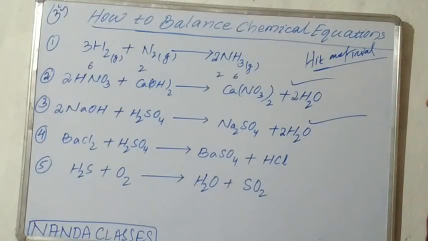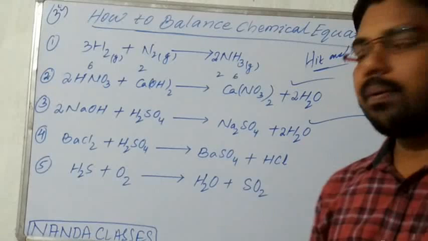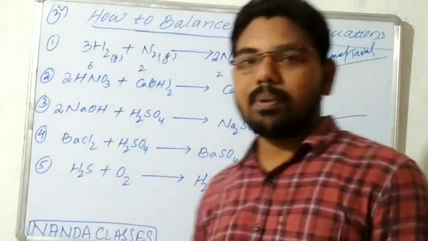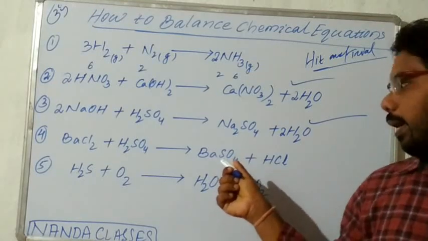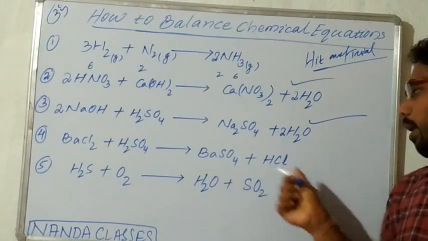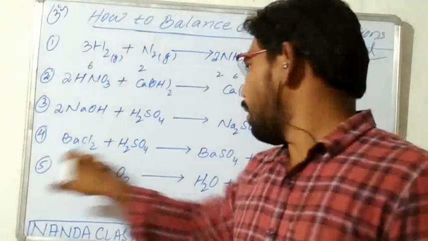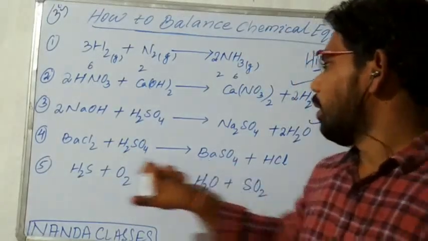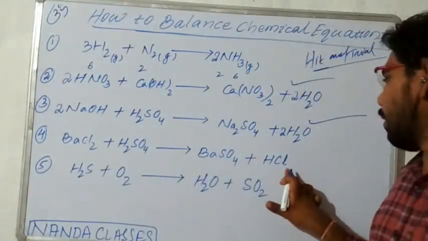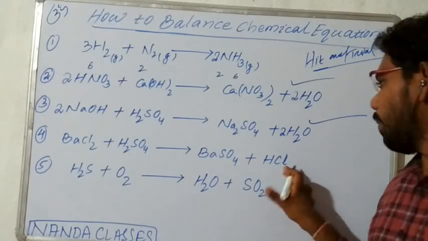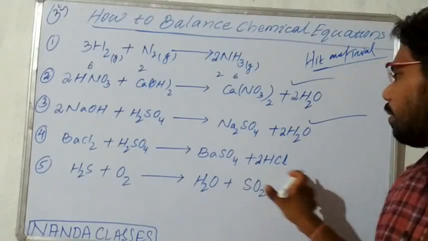The next example is BaCl2, barium chloride, plus H2SO4, sulfuric acid. On the product side, BaSO4, barium sulfate, plus HCl, hydrochloric acid. In this reaction, Ba is 1, and the product side also 1. Cl2 means 2 chlorine atoms, but on the product side, Cl has only 1 chlorine atom. So how can you balance this one? By multiplying by 2. Now chlorine is balanced.